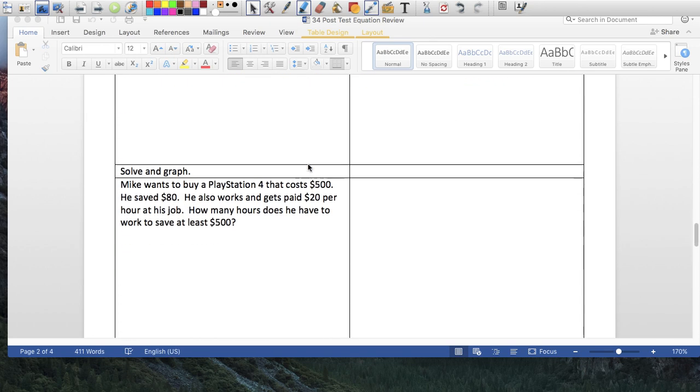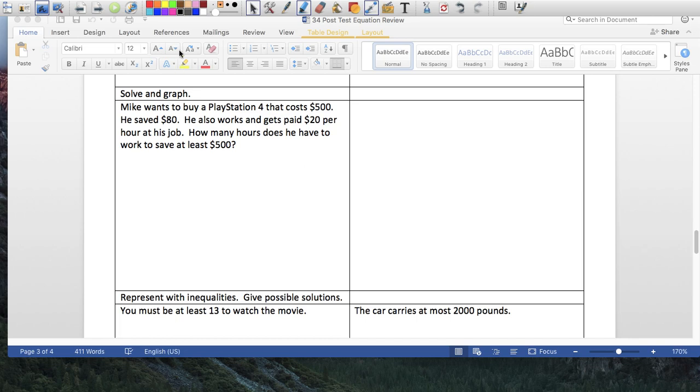Solving graph. Mike wants to buy a PlayStation 4 that costs $500. He saved $80. He also works and gets paid $20 per hour at his job. How many hours does he have to work to save at least $500? So our inequality is going to look like this. He needs to get something. Whatever he makes has to be greater than or equal to 500.